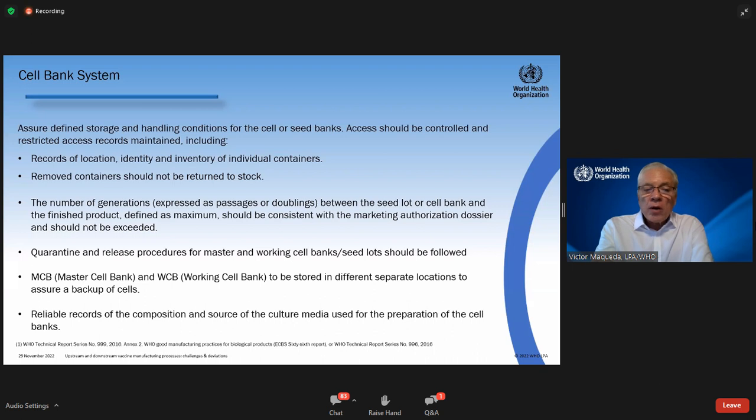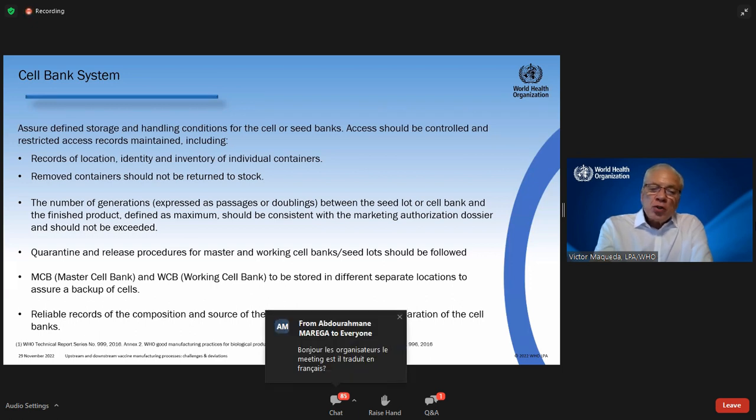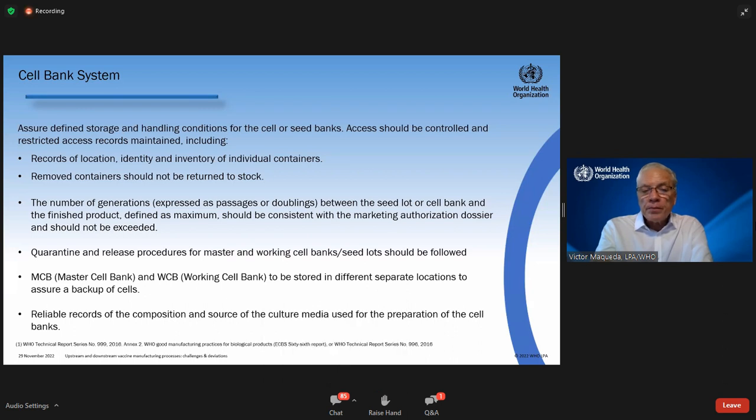We're going to talk about MCB, which is master cell bank, and WCB, which is working cell bank. They need to be stored in different separate locations to assure backup of cells. This is basically not strictly a GMP requirement, but it is critical because it is important for companies to assure providing the product for a long time. So that's also a WHO concern.